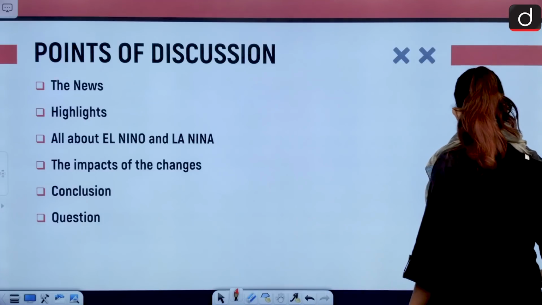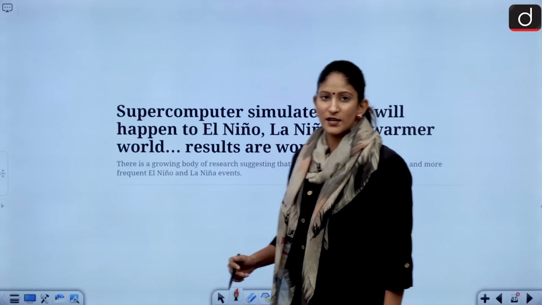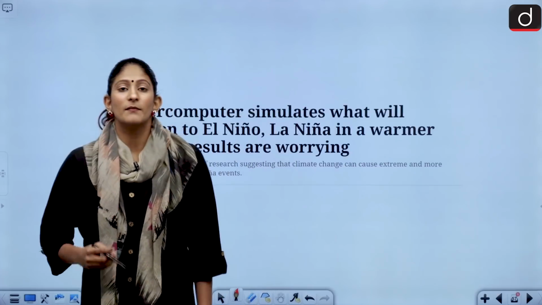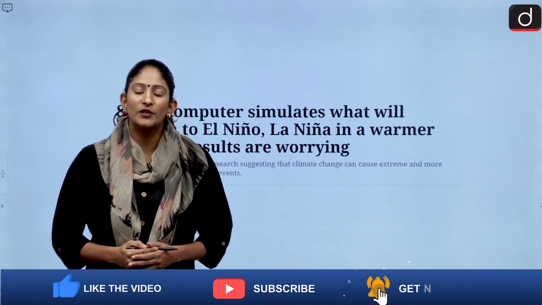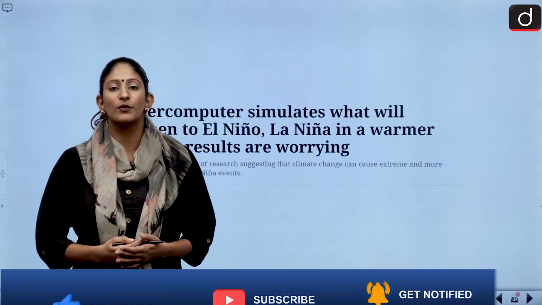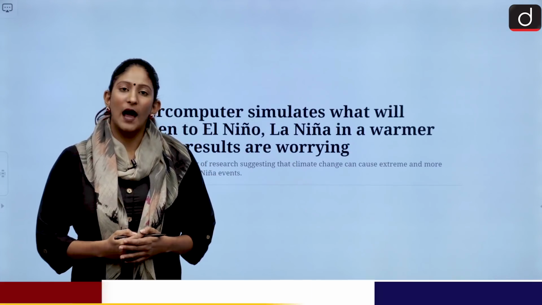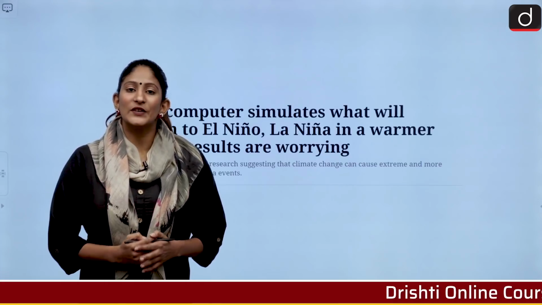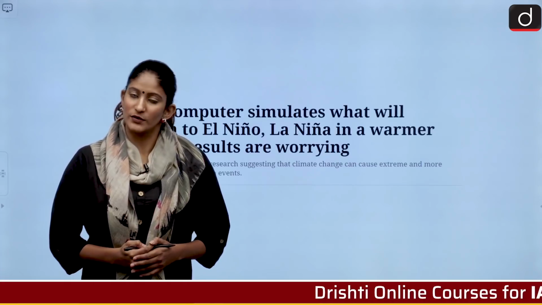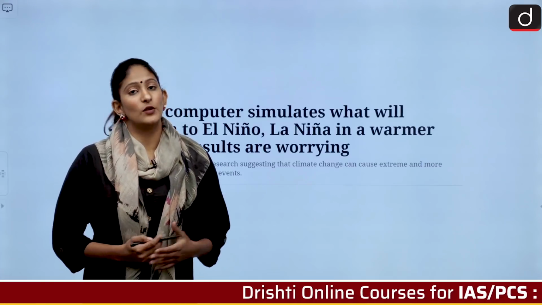So why is it in the news? Because recently, in a report published by the name of Nature Climate Change, it has been computed through a supercomputer what will happen to El Nino and La Nina if there is an increase in the CO2 levels. So that is what we are going to have a look at.